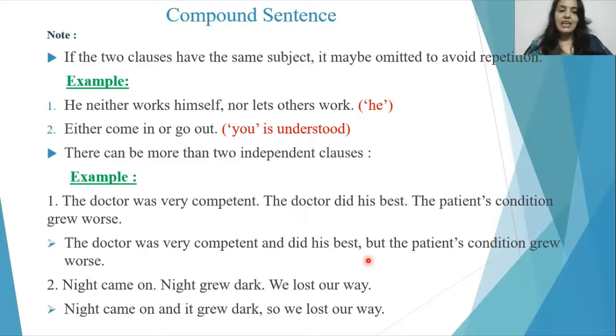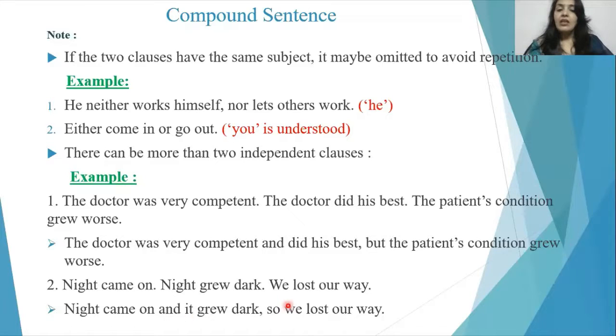Night came on, night grew dark, we lost our way. In another sentence we can read again, three sentences are here. Night came on, night grew dark. There is a good relationship; both things are just related to each other. In the night, of course, there is darkness. So night came on and it grew dark, because we are talking about night only. Instead of night, we used "it" here.